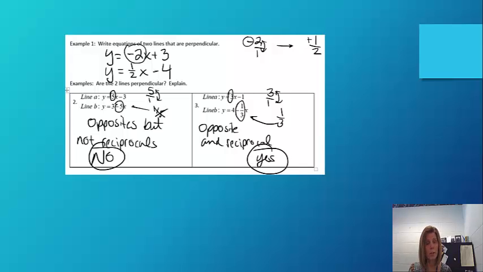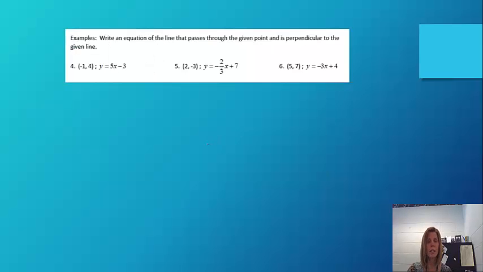Okay, so that was the first learning target. The second learning target is to actually write an equation of a line perpendicular to another line. So here we go. The example says to write an equation of the line that passes through the given point and is perpendicular to the given line. And you'll notice these problems look very familiar to the ones in the parallel video.